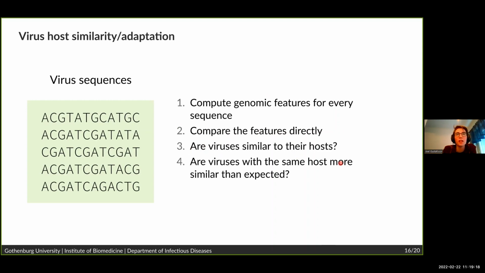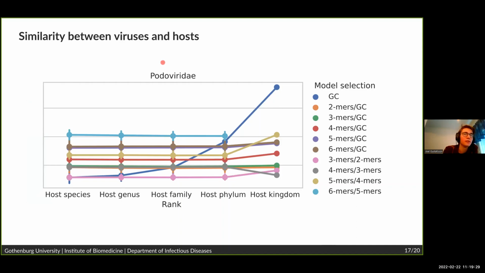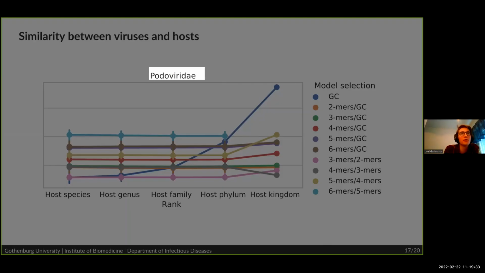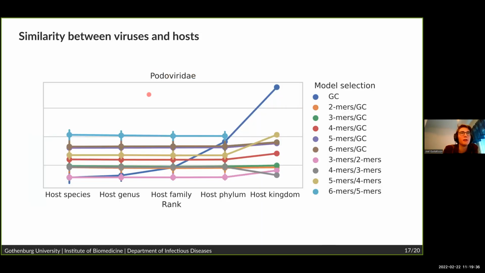And then we're looking at, are viruses similar to their hosts? Are viruses with the same host more similar than would be expected from their phylogenetic relationship and so on? So this is one example of a bacteriophage, so a virus that infects bacteria, and its similarity to hosts of the correct species that it actually infects, and then more distantly related hosts to that. So, for instance, members of the same phylum as the host.